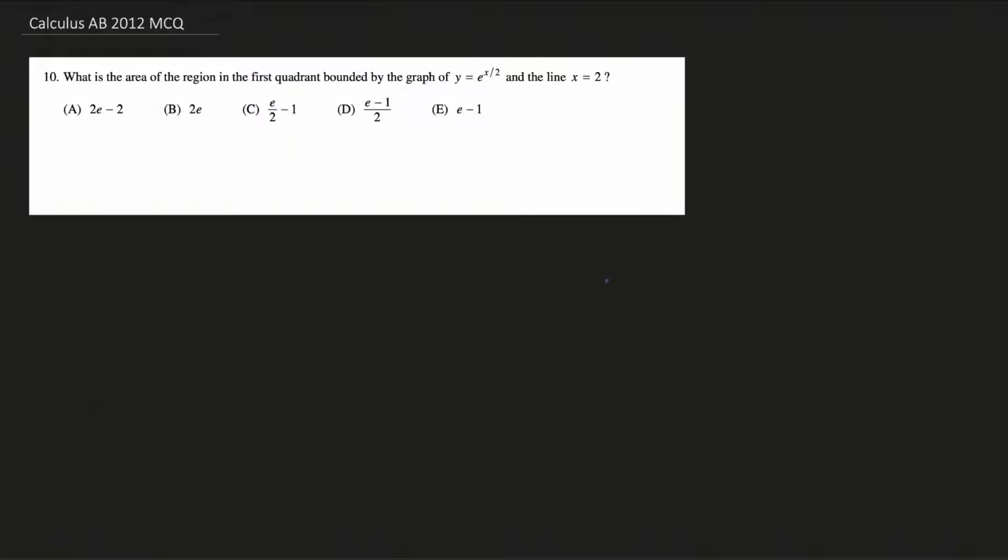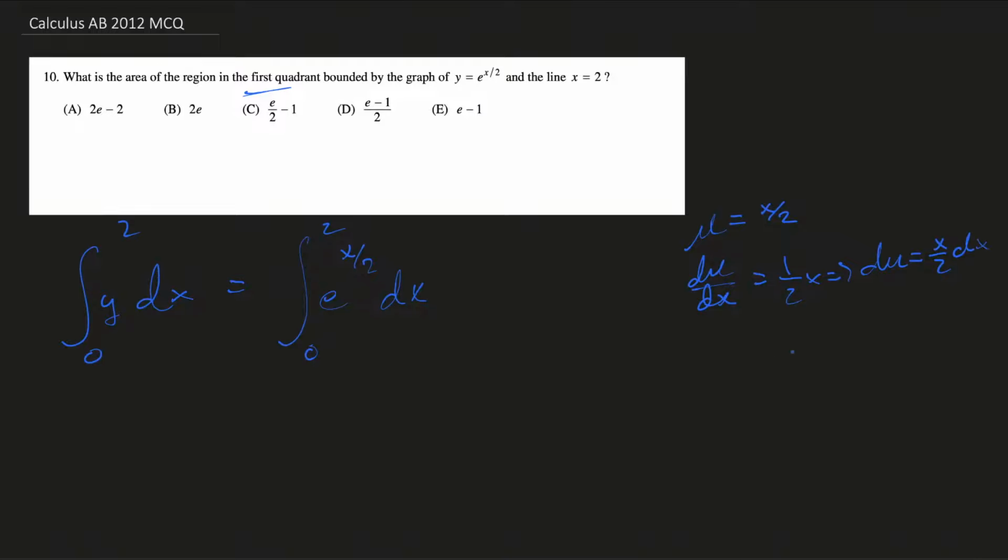So if you think about this, we're basically just taking the integral of y from 0 to 2, because that's the first quadrant. We're in the first quadrant, that's why I'm starting at 0. So because of this, dx, this just equals the integral of e to the x over 2 dx from 0 to 2. I'm going to set my u to equal x over 2. du is then equal to 1/2 x. That implies that du is equal to x over 2 dx, and dx is equal to, if I just multiply by 2 on both sides, 2 du over x.